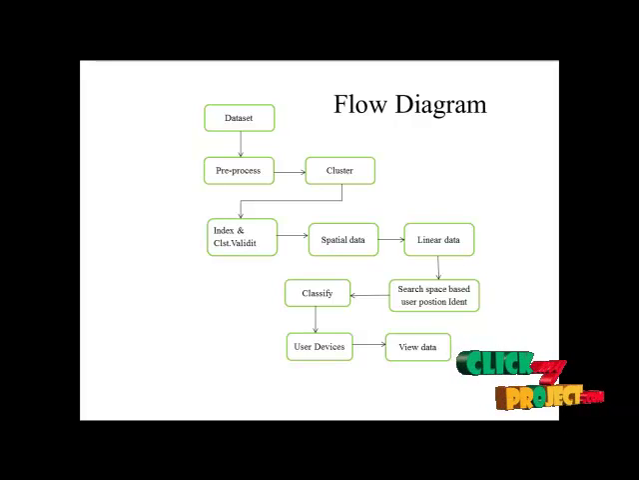The next step is pre-processing. Pre-processing means checking any null values in the data set. If any field is null, that particular data is removed. This process is called pre-processing. The next step is data clustering. Clustering is the task of grouping similar objects into the same groups, based on the user's process.